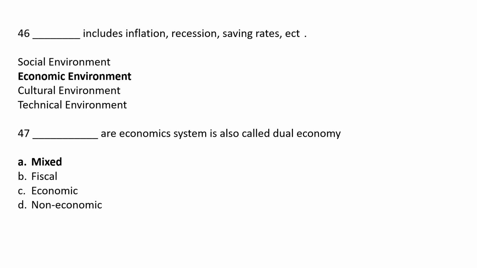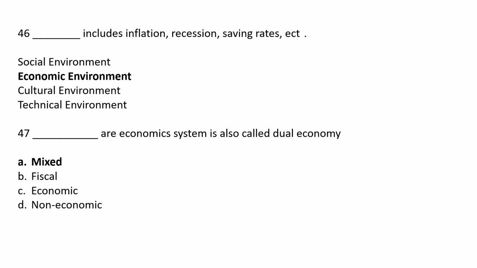Dash include inflation, recession, saving rate, etc. Option A social environment, option B economic environment, option C cultural environment, option D technical environment. The correct answer is option B economic environment. Economic environment include inflation, recession, saving rate, etc.